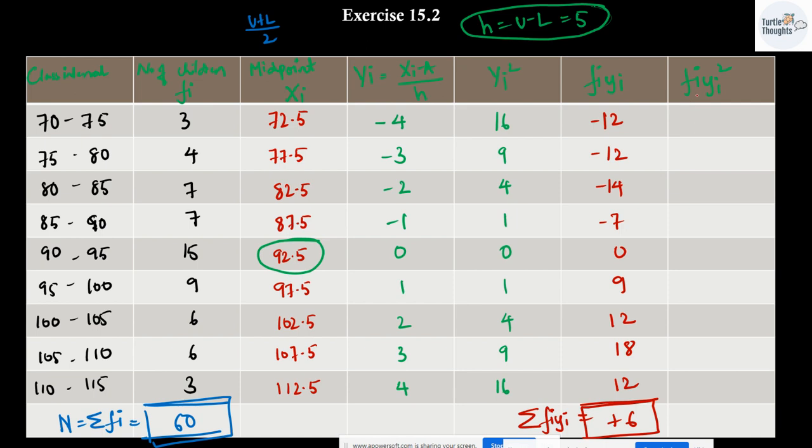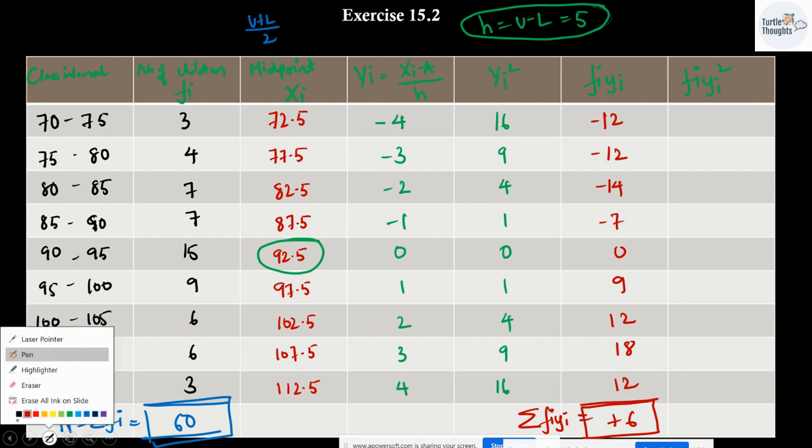Next, I should be finding out the value of fi multiplied by yi square. Where is my yi square? Yi square is over here. Fi is going to be over here. So 3 multiplied by 16, I will be getting the value as 48.